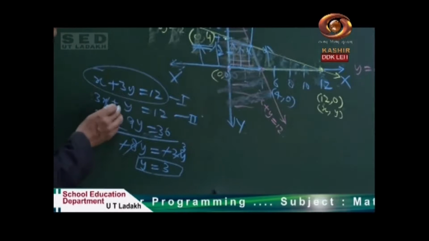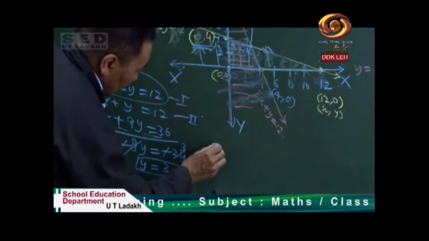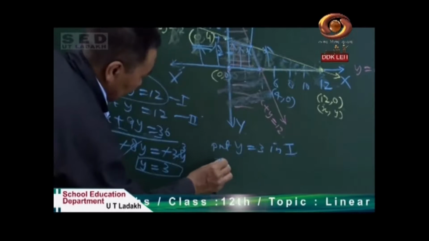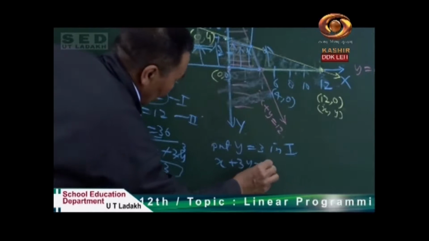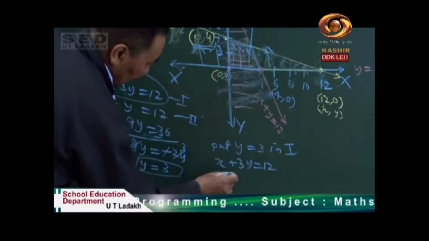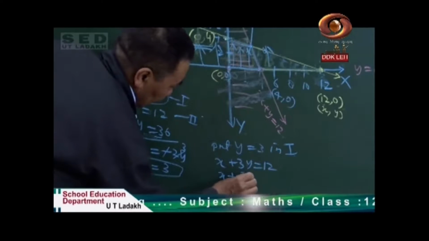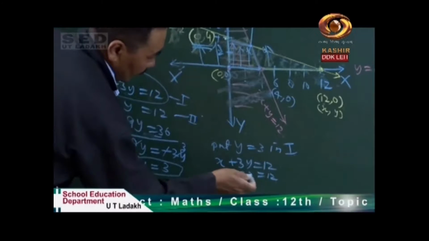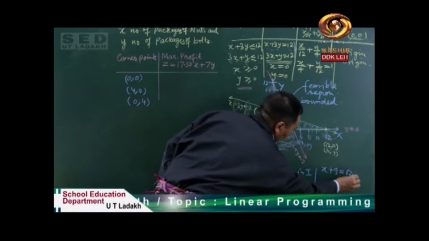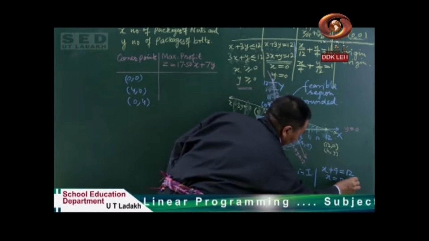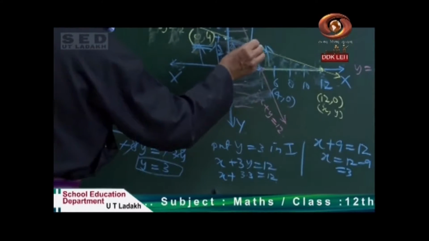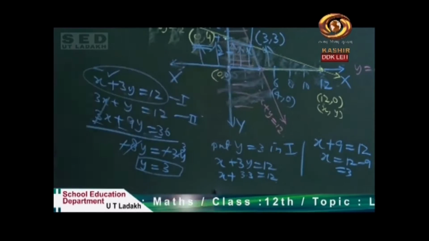Put this value in one of the equations, say here in the first. Put y equal to 3 in x plus 3y equal to 12. 3 times 3 is 9, so x plus 9 equal to 12, x equal to 12 minus 9 comes out 3. We got x equal to 3 and y equal to 3 over here. This is the intersection of two lines. So we got the fourth point.